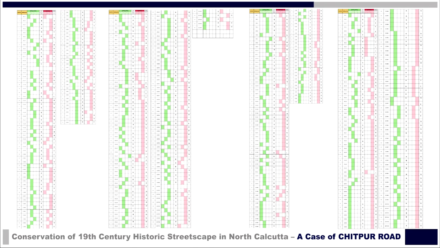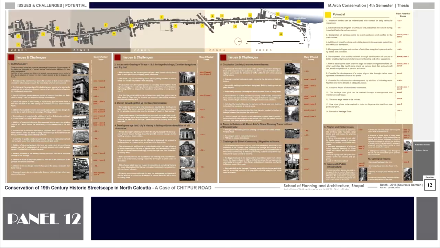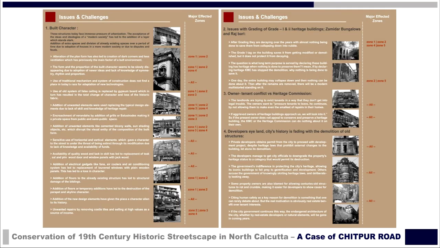After grading, condition assessment is also done simultaneously to formulate conservation approach and strategies in the near future. Panel 12, issues and challenges are identified at building level, neighborhood level and community level, also marking the majorly affected zones. Issues with grading of buildings: grade 1 and grade 2 heritage buildings, zamindar bungalows and rajbaris.